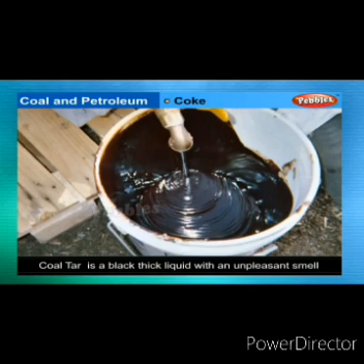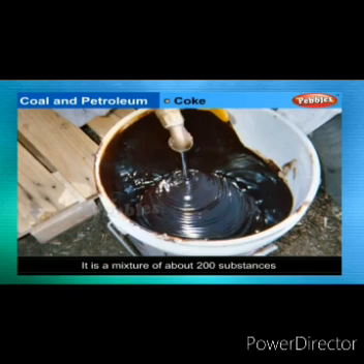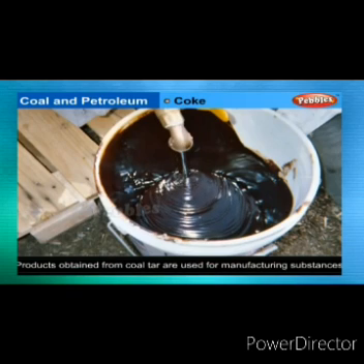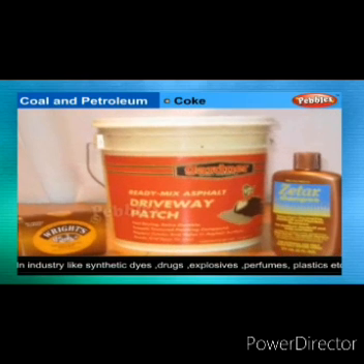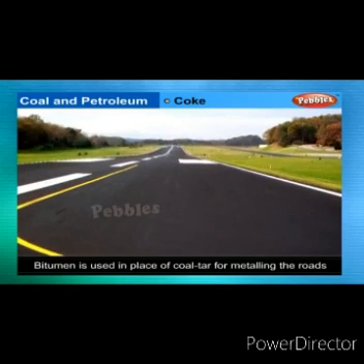Coal tar. It is a black, thick liquid with an unpleasant smell. It is a mixture of about 200 substances. Products obtained from coal tar are used as starting materials for manufacturing various substances used in everyday life and in industry like synthetic dyes, drugs, explosives, perfumes, plastics, paints, photographic materials, roofing materials, etc. Interestingly, naphthalene balls used to repel moths and other insects are also obtained from coal tar. These days, bitumen, a petroleum product, is used in place of coal tar for metaling the roads.